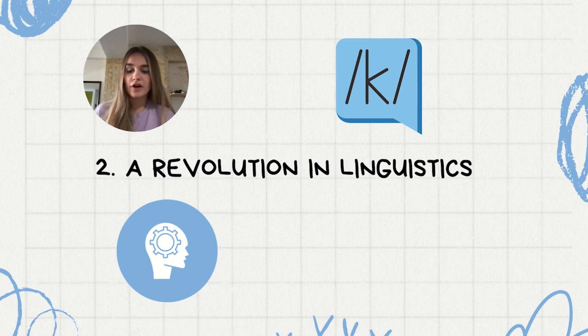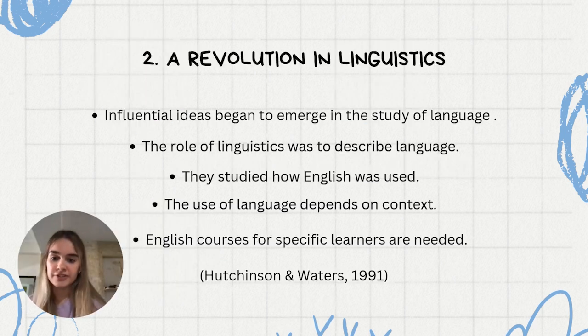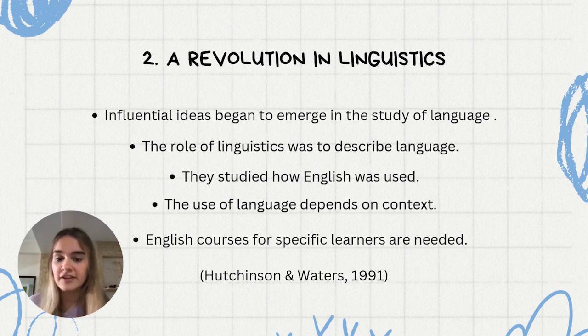The second element of the uprising of ESP was a revolution in linguistics. Since there was a demand for English courses tailored to specific needs, influential ideas began to emerge in the study of language. Normally, the aim of linguistics was to describe the rules of English usage. However, new studies showed how English was used in real life communication. Also, they discovered that the language spoken varied depending on the context. Finally, this gave rise to the view that there is a difference between the English of commerce and the English of engineering. Therefore, they reached the conclusion that there should be courses for specific groups of learners.